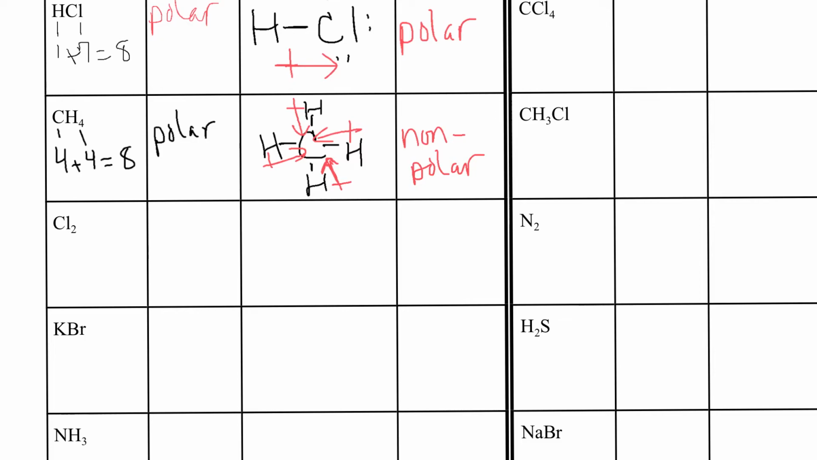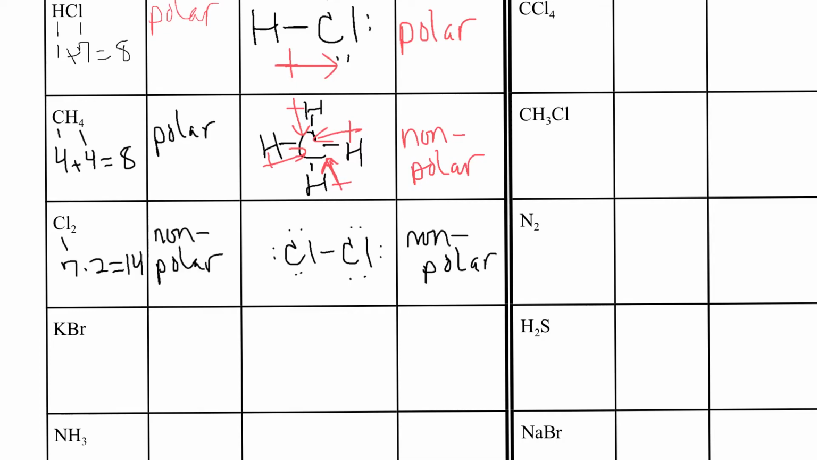Go ahead and pause the video and try to work through chlorine, and then let's check our answers with what we have. Chlorine, I think, was a little bit easy because we can tell it's one of our 7 diatomic elements, and because it's the same atom, then it's going to share equally. It's going to have the same electronegative pull on the electrons. So the bond is nonpolar, and because the bond is nonpolar, then the molecule is nonpolar here as well.